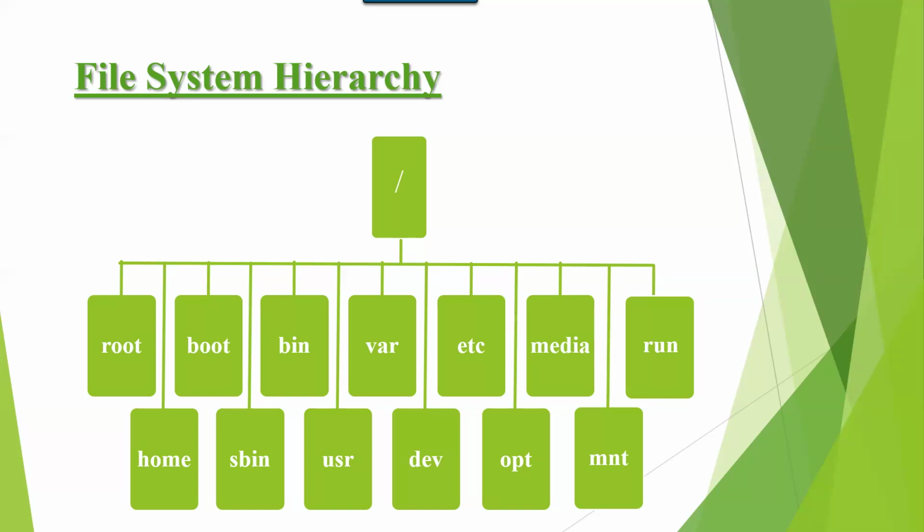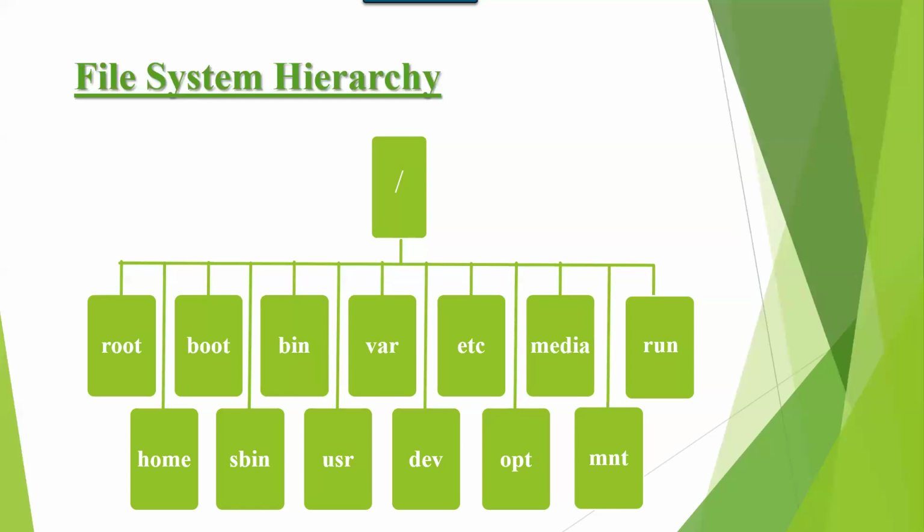Sbin contains super user commands, the commands which can be executed by the super user, meaning administrator. Those commands are stored under sbin. Bin contains normal user commands, the commands which can be executed by a normal user. Normal user commands are stored under bin. Sbin contains super user commands, bin contains normal user commands.